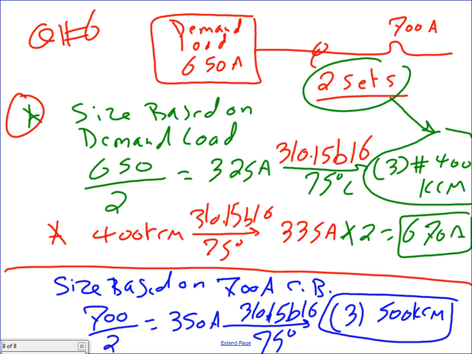What's your next standard overcurrent protection device? 600. So I have two options. Either I have to go change the overcurrent protection device to 600, or I violate the code, or I have to size the cables based on the overcurrent protection device, which is 700.